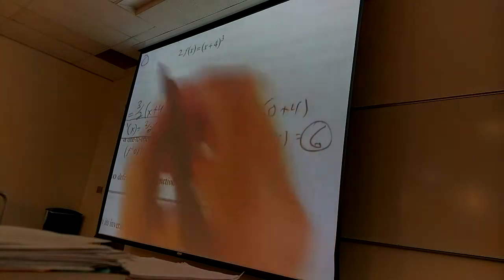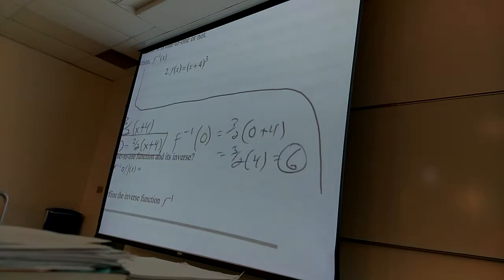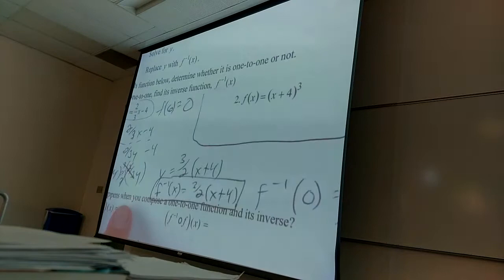All right, you guys do number 2. Just find the inverse for number 2. You got all the steps you need right up here, and an example we just did right over there.